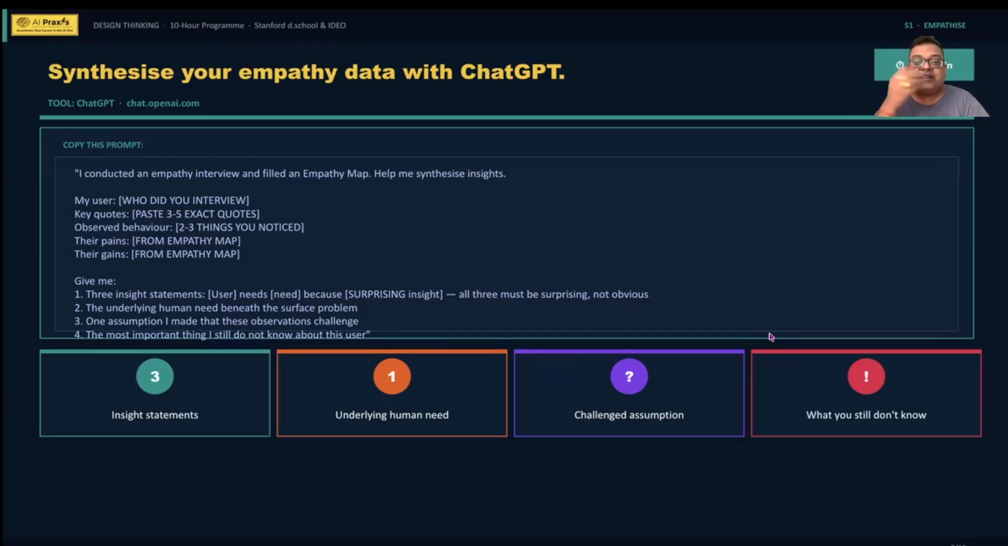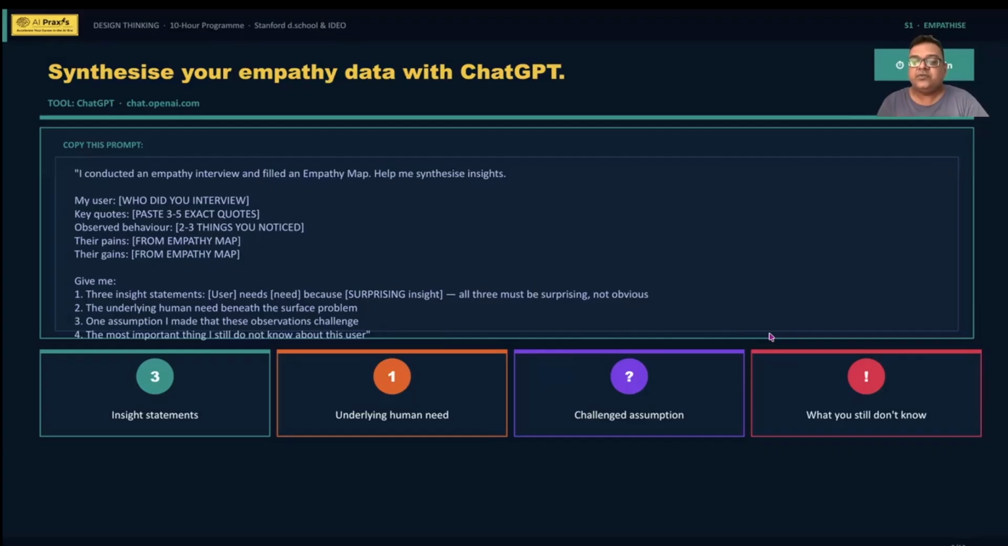Right. Now let's look at what AI should generate. The first request is perhaps the most important: 3 insight statements. Notice the wording, not observations, insights. The second one is the underlying user need. Ask AI to identify the deeper human need. Sometimes users ask for speed, but what they really need is confidence. Then the third one is one assumption that was challenged.